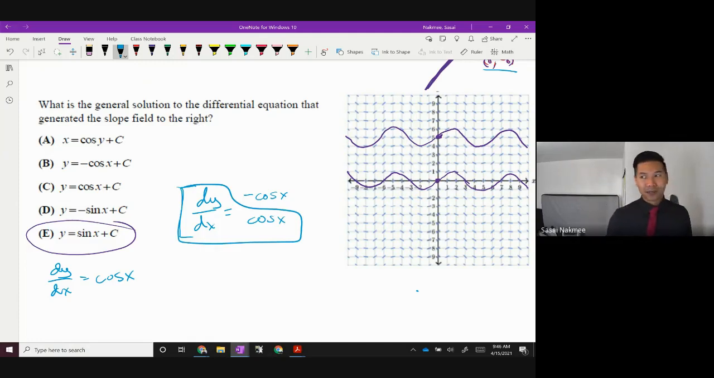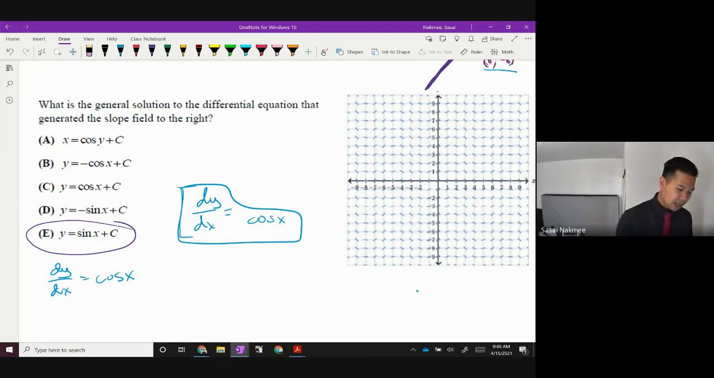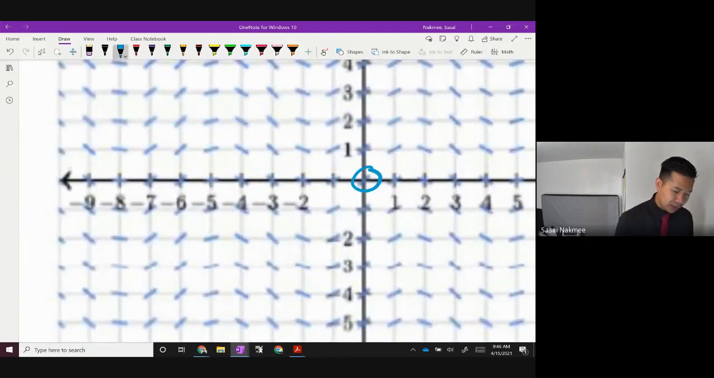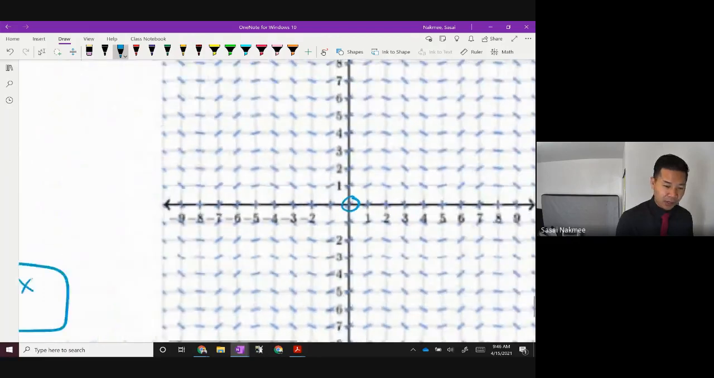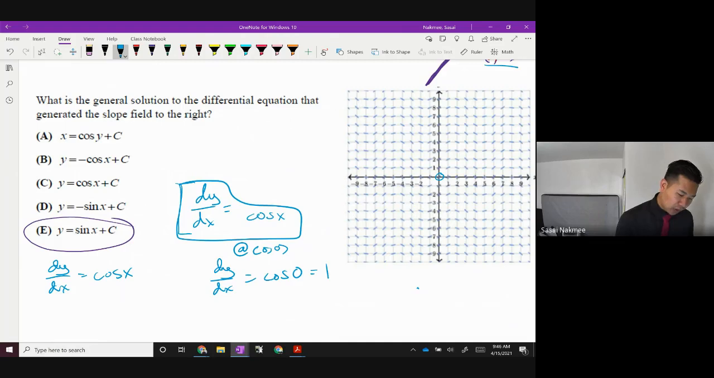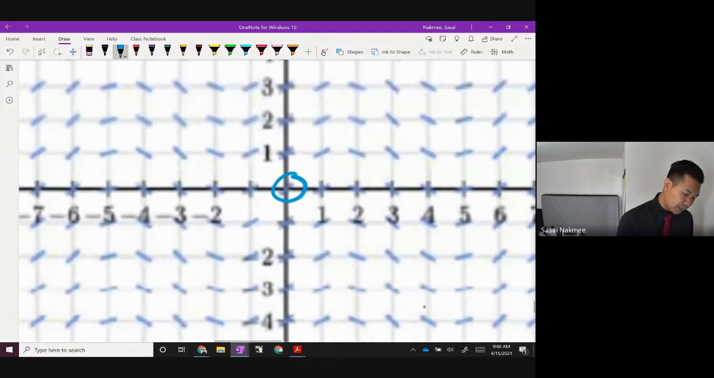Now, that's, like I said, a really weird concept to look at, but check this out. You ready for this? If I look at 0, 0, at this point right there, that's the point 0, 0, right? If I take that and I plug that into my differential equation, dy dx, plugged in at 0, 0. If I plug it into cosine, cosine of 0 would be equal to 1. 1 is a positive slope. Look very closely. Do you see it? It's a positive slope right there. So at 0, 0, it has that positive slope.